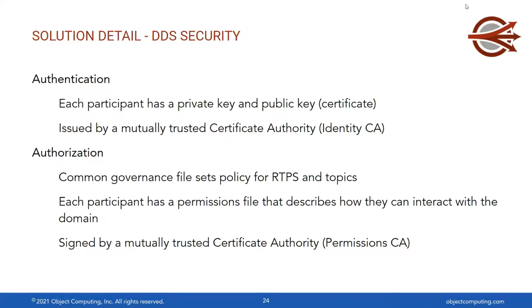The governance file is global, and then within that, each participant has a permissions file that describes how they can interact with the domain. So this describes what privileges a participant has. These two documents are signed by a mutually trusted certificate authority as well, that allows each side to validate it, called the permission CA. The permission CA can be the identity CA, or they can be different. There are pros and cons to both of those, but that option is available.